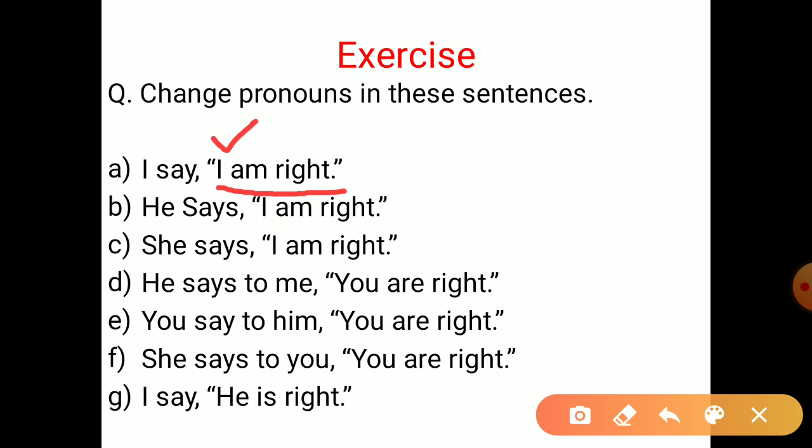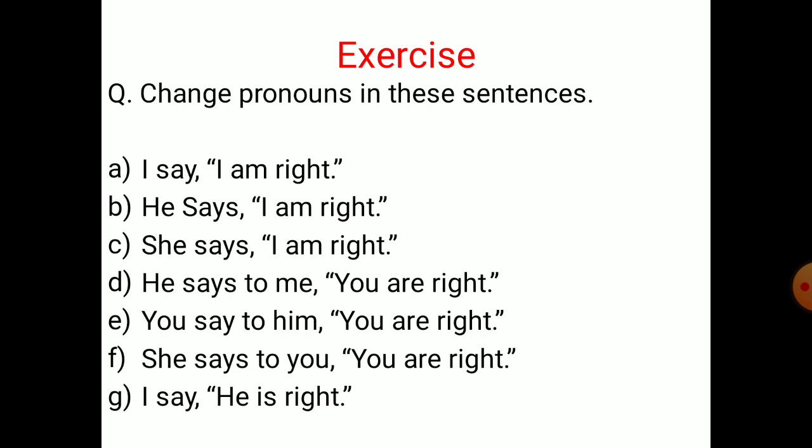So recapitulate the rule. In case of first person pronoun, it changes according to the subject of the reported verb. Subject is also I. So I will change into I. So no change. I say that I am right. The sentence will be as it is, only instead of the comma, we will use that. I say that I am right. Okay. Now there is B. He says I am right.